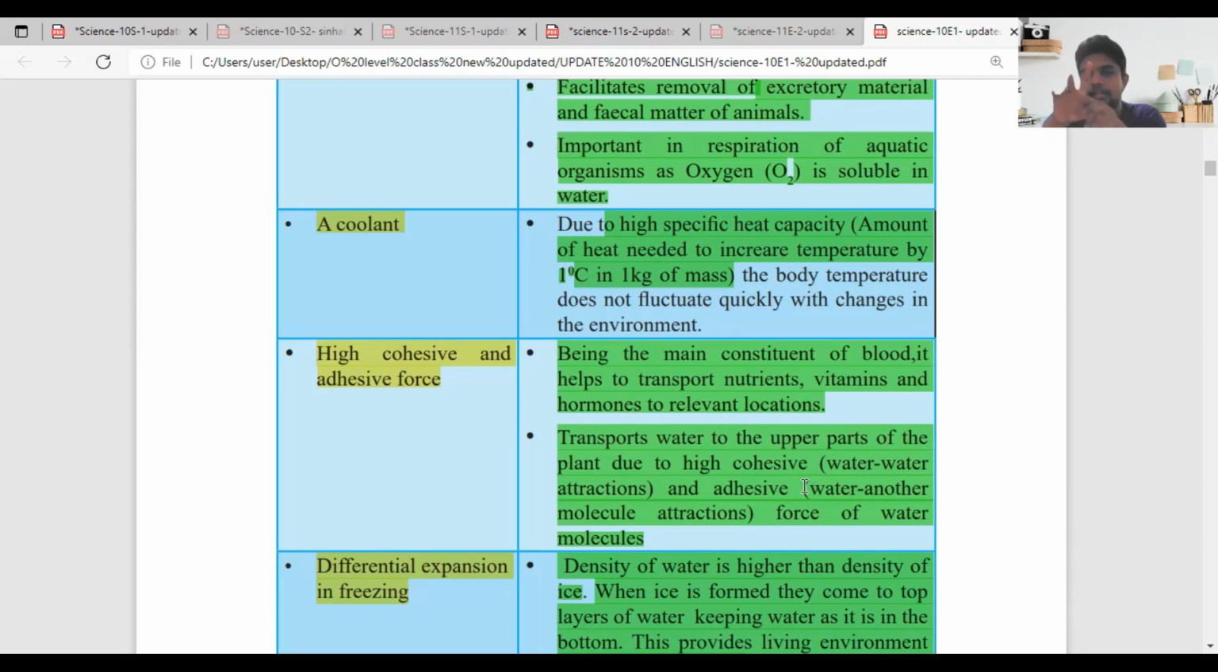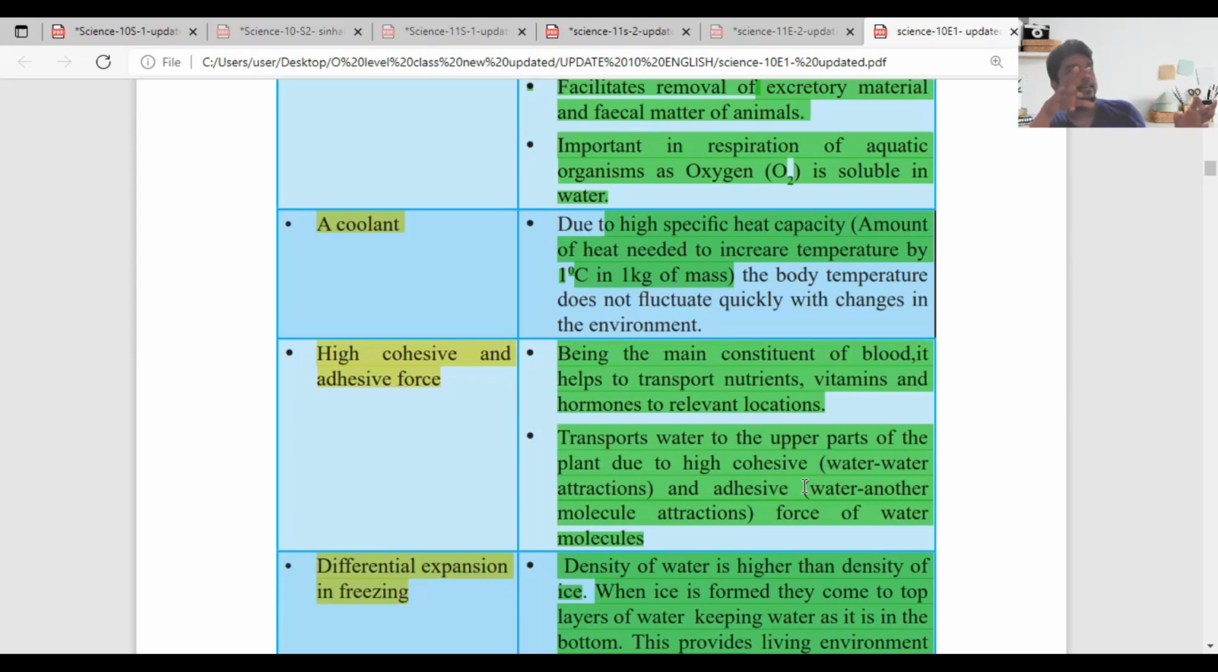As a coolant, basically it is just like this. We all know that water has a high specific heat capacity. It means that the amount of heat we want to supply to increase the temperature of the water by 1 Celsius is known as that value. The amount of heat needed to increase the temperature by 1 Celsius in 1 kilogram of water. So it is a high value.